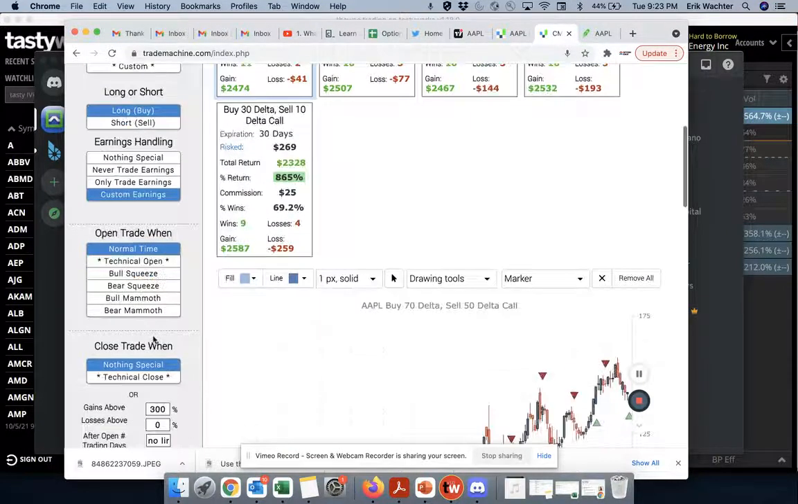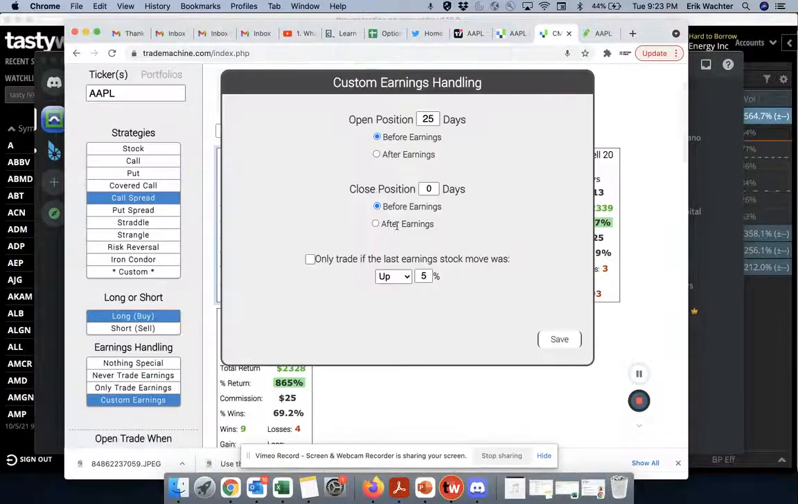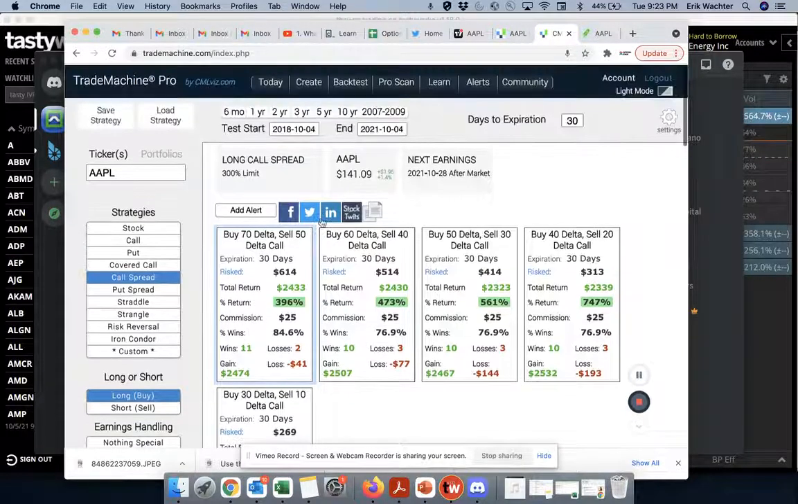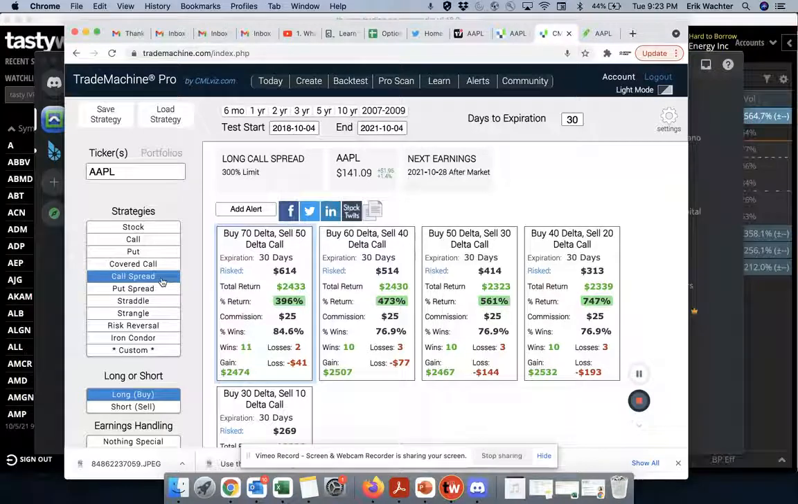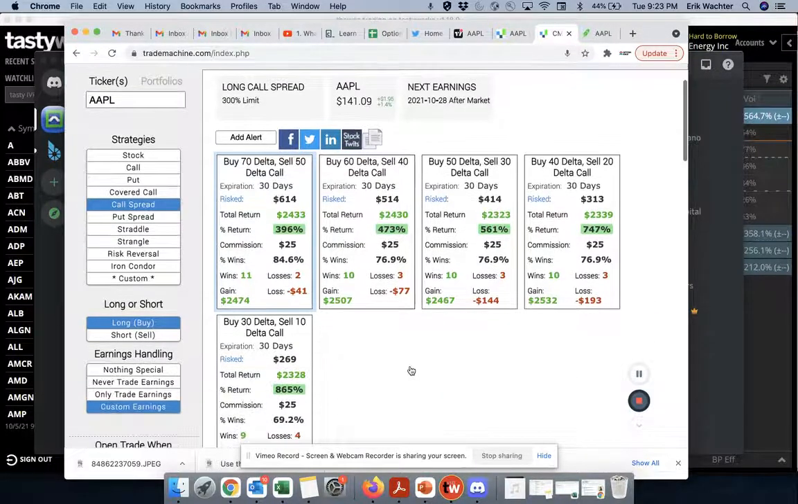So there were actually technically no technicals. All it was, was opening up this trade 25 days before earnings, and not just a call, but we're doing a call spread. Basically I looked at some of the different delta combinations. So here you see buying a 50, selling a 30, buying a 40, selling a 20. What this was, is buying a slightly out of the money call and then selling a further out of the money call at the 20 strike.